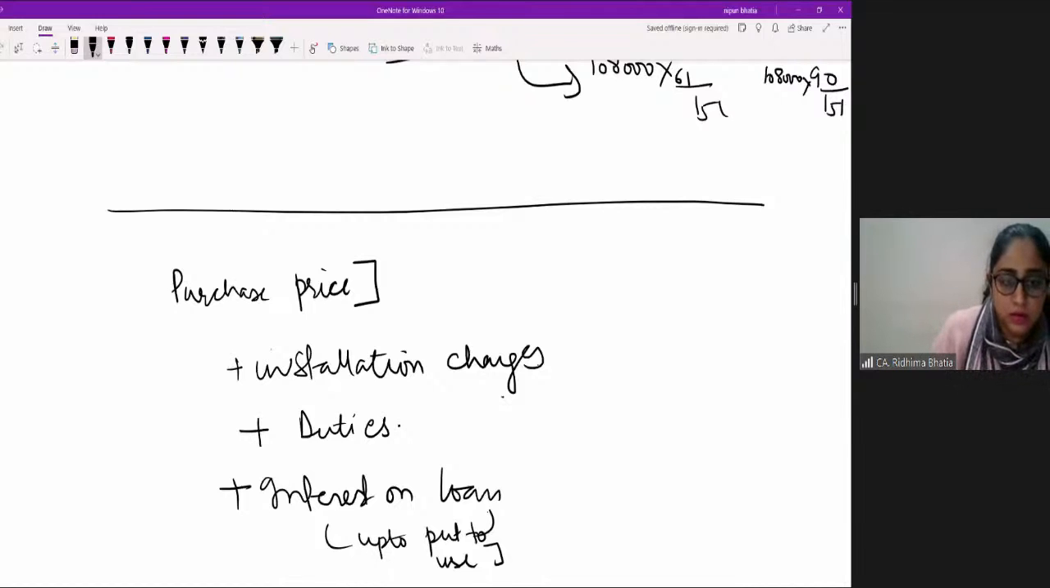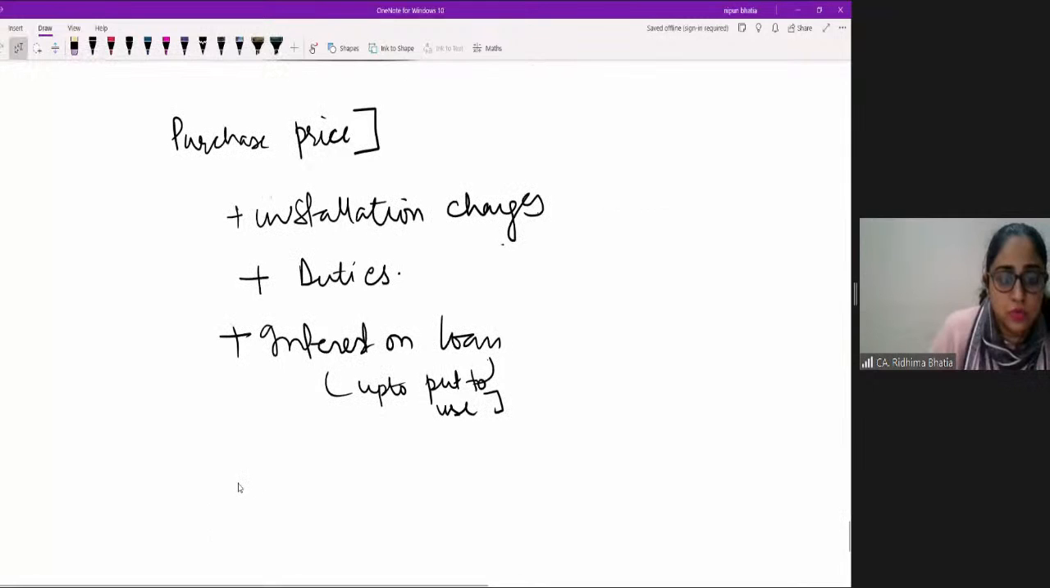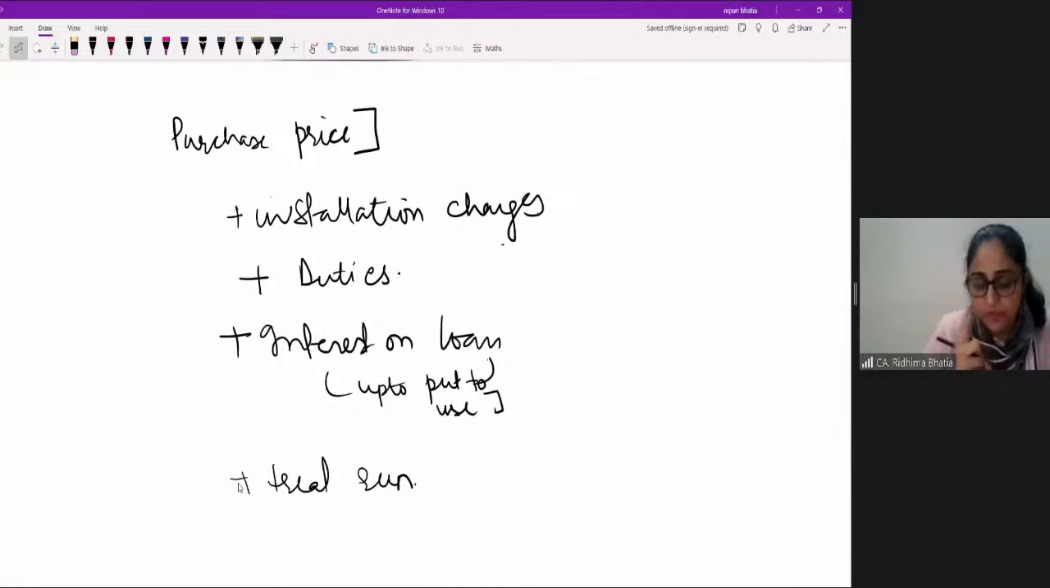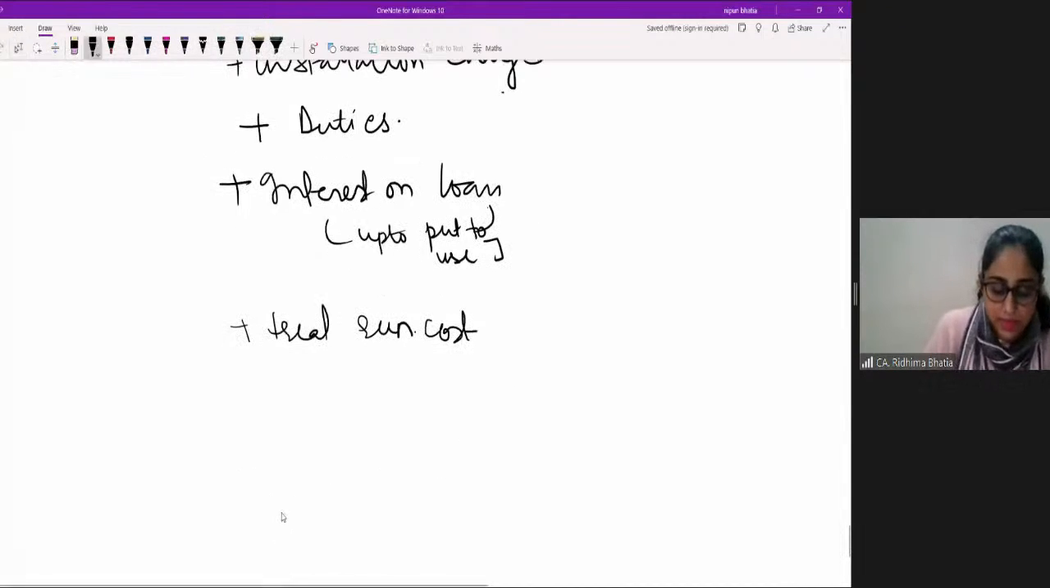Then any trial runs. Before finally putting the machinery to commercial production in a big plant or manufacturing, a trial run happens. So the trial run cost is also capitalized. This is as per your ICDS also now. Trial run cost is also capitalized, and in that trial run, suppose you were making any samples, and from those samples you have earned any amount from the sale of those samples, obviously you will reduce it.